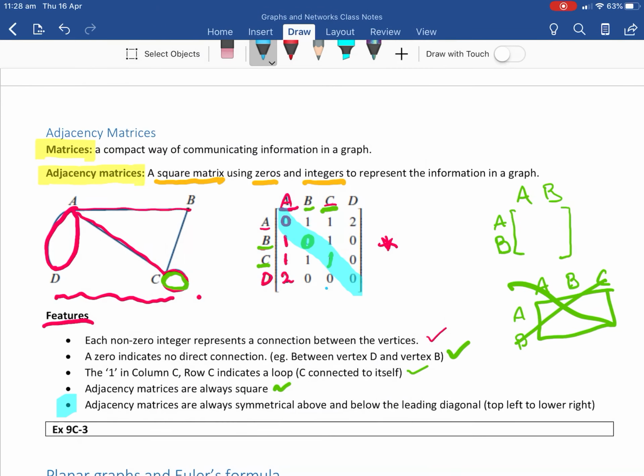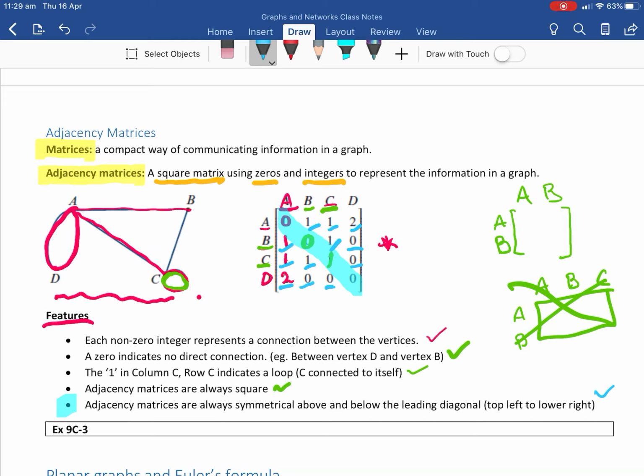Looking over here, you've got a 0 and a 0, symmetrical either side of the line. You've got a 0 here and a 0 here. And then this diagonal, you've got 2, 1, 1, 2. So that's symmetrical. And you've got 1, 1, 1, 1. So it's all symmetrical. You will always find that with an adjacency matrix.